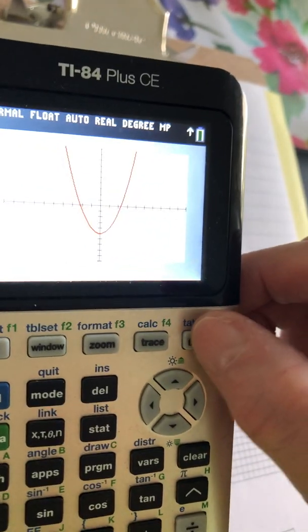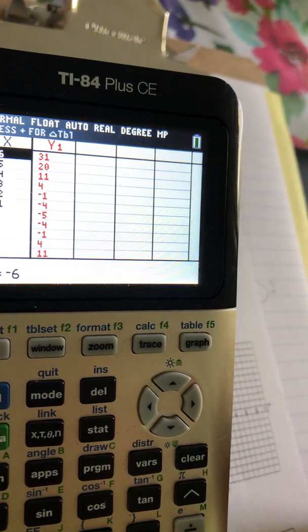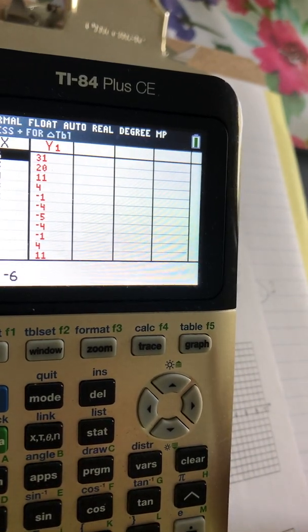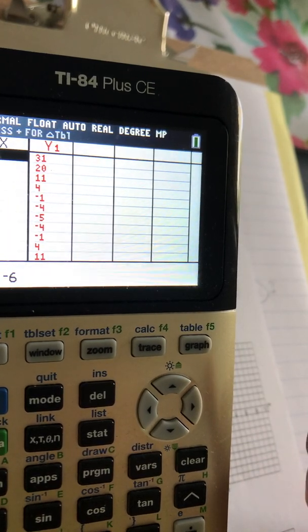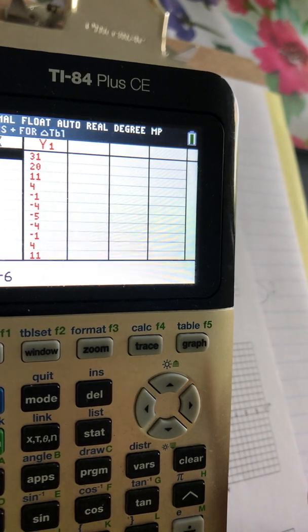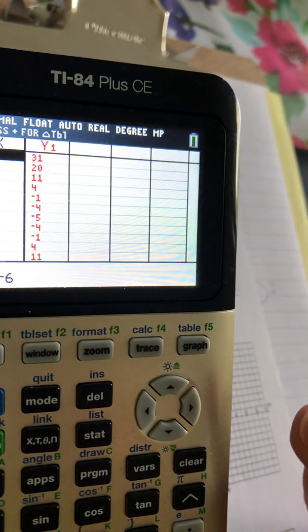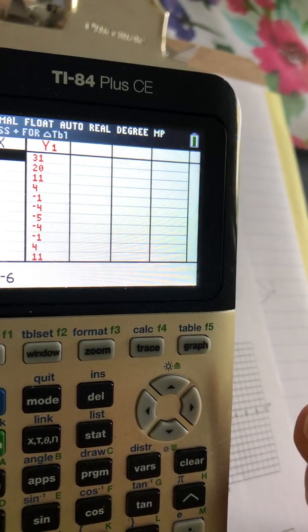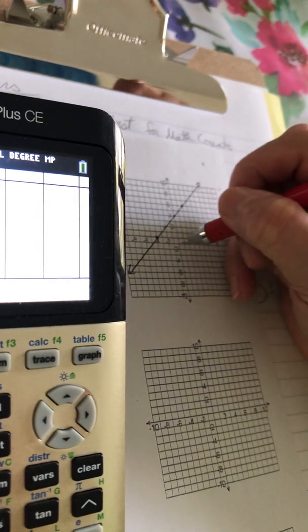Again, second table gives me my ordered pairs. Now, what I'm looking for in particular is I'm looking at that y column. And I notice that it goes 4, -1, -4, -5, -4, -1. Do you see where it changes direction? That's my vertex.